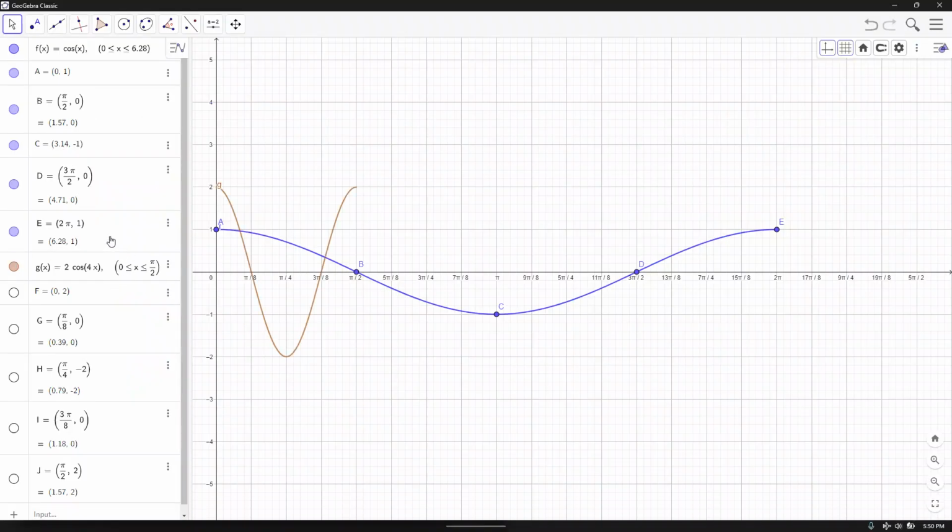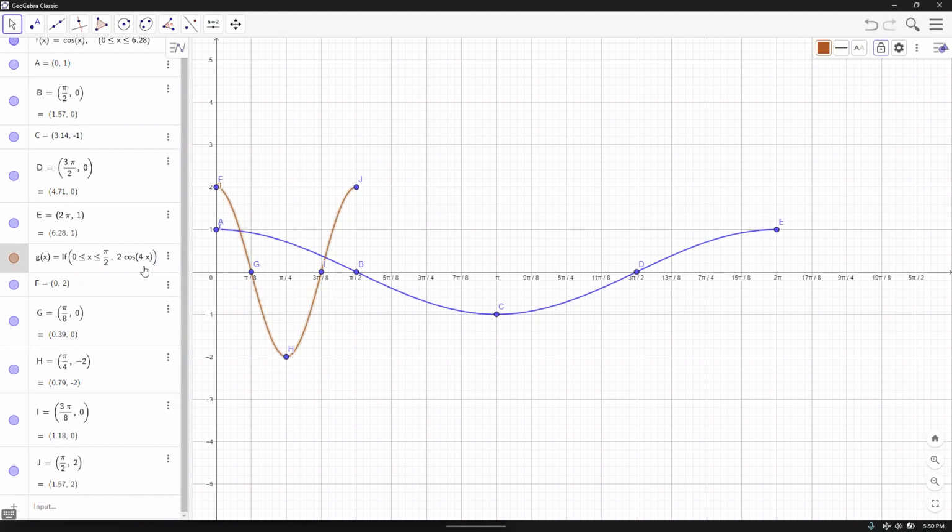Oh, look at that. That's just a very tiny graph actually. Let's plot the key points: 0, 2; pi over 8, 0; pi over 4, negative 2; 3 pi over 8, 0; and pi over 2, 2. If we wanted to plot more points, all we need is to change this interval to from 0 to 2 pi, but for some reason I can't. Oh, here it is. I can edit.